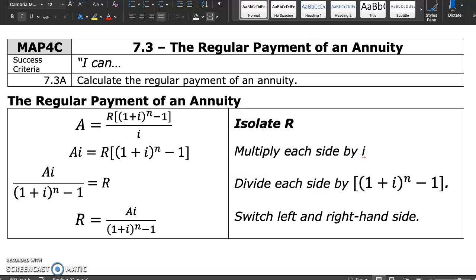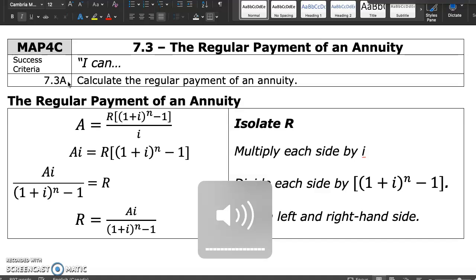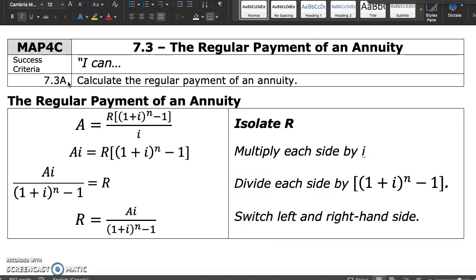MAP4C 7.3, the regular payment of an annuity.